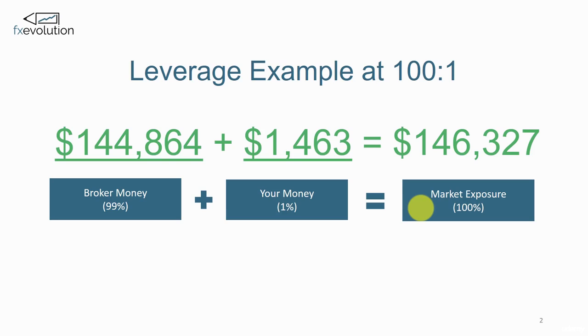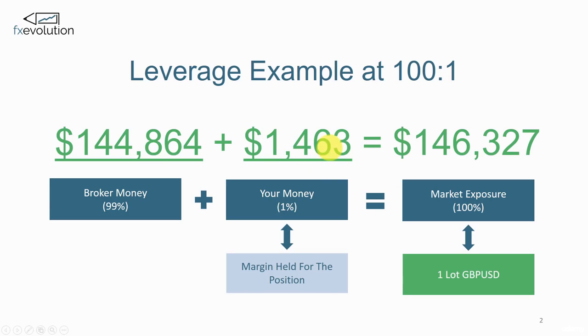In that video we discussed that if we were to buy one lot of Great British Pound, we would need 146,327 US dollars. To gain this market exposure, we could use leverage at 100 to 1 to borrow 99% of the money from the broker and provide 1% of the money, or $1,463, to open this position. This $1,463 represents the margin held for the position.